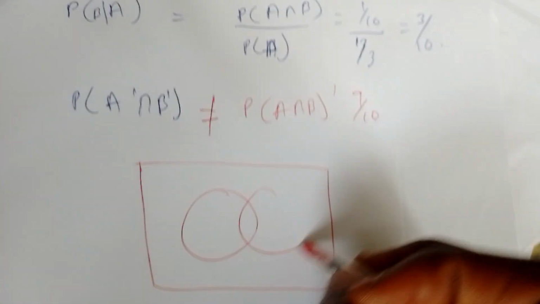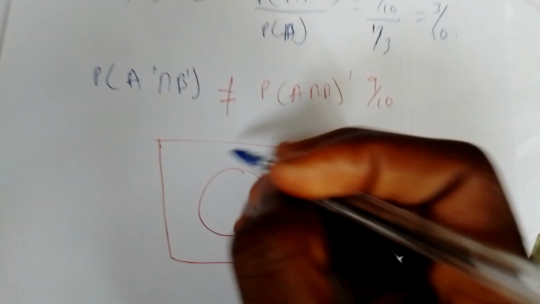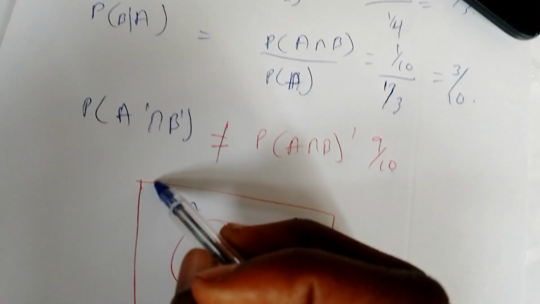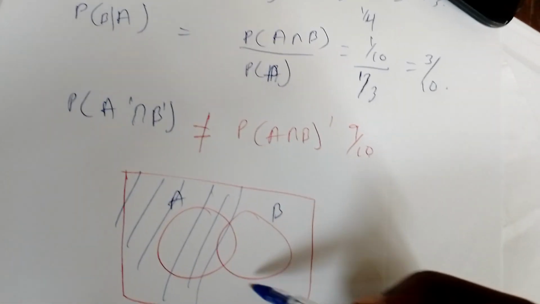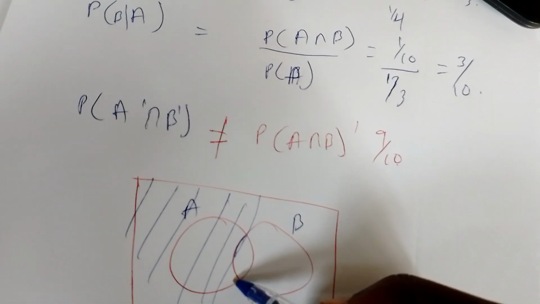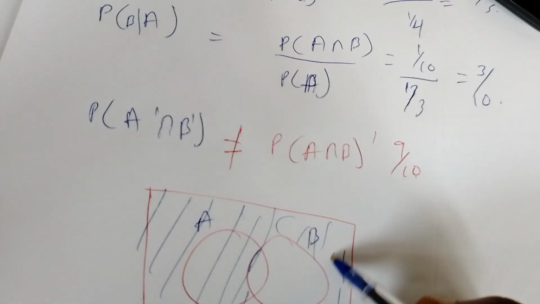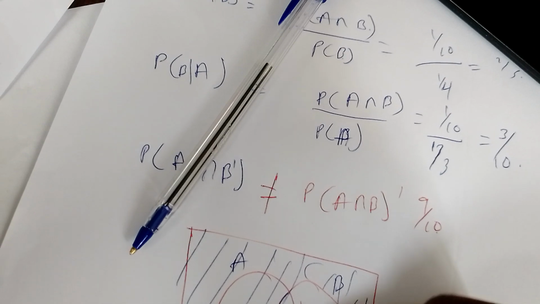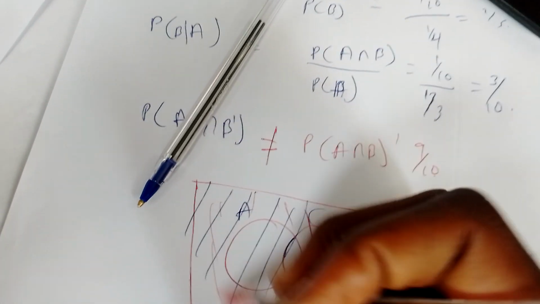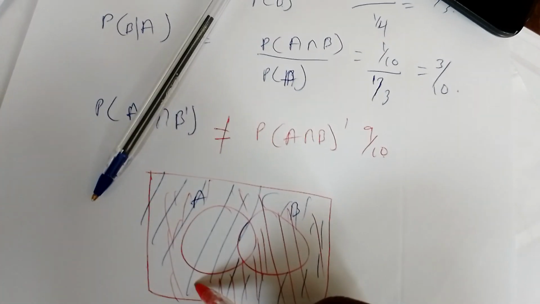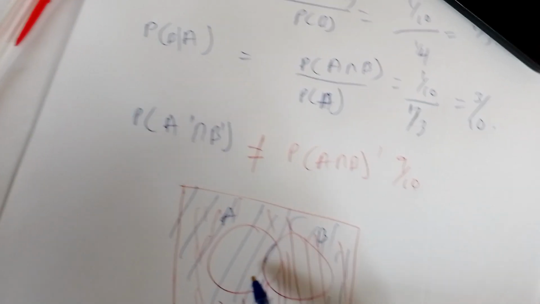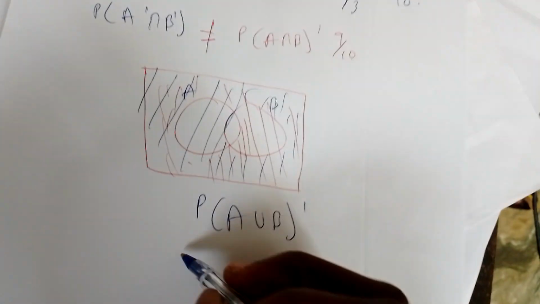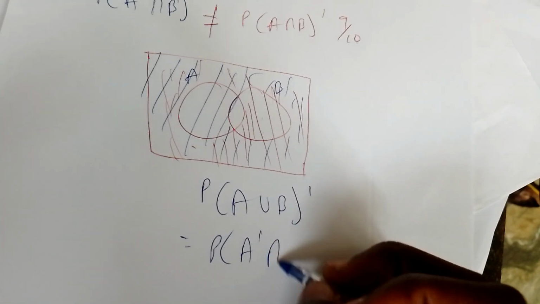So you have this. Okay. So let's call this A, let's call this B. Now, what is B prime? Sorry, so it doesn't come into the circle. So B prime is everything else outside. What is A prime? A prime is everything else outside A. Now, do you see the intersection? So the intersection is outside. So the intersection is simply the complement of A union B, which is equal to the probability of A prime intersection B prime.